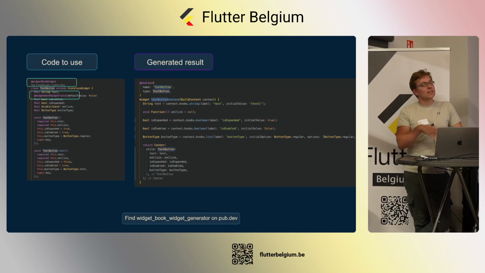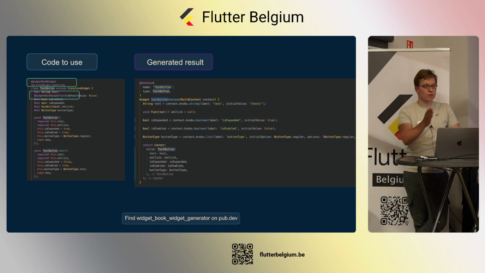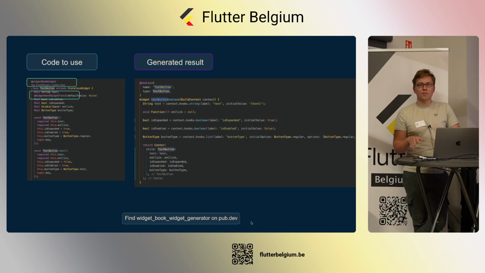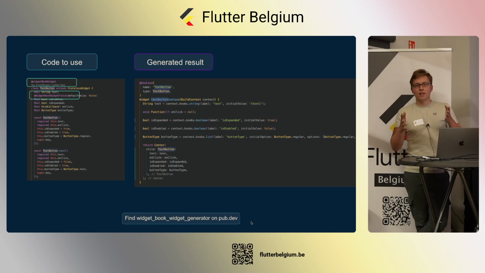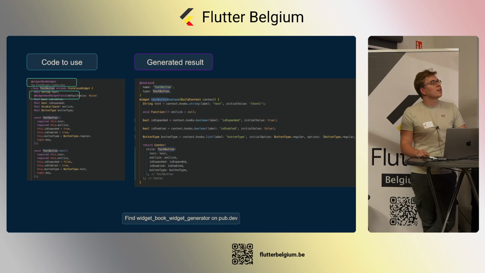But that's all you have to add on top of the widget to add it to widget book. So no more making the use case. On the right is actually what you had to do before, so I'm not doing anything new. I'm just generating the stuff widget book needs to generate their use cases.